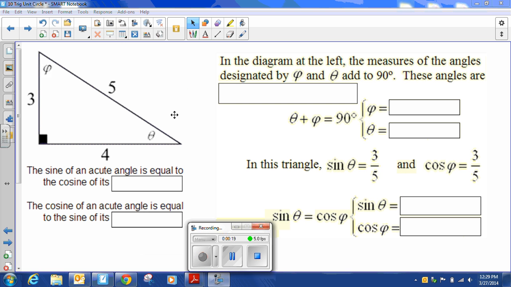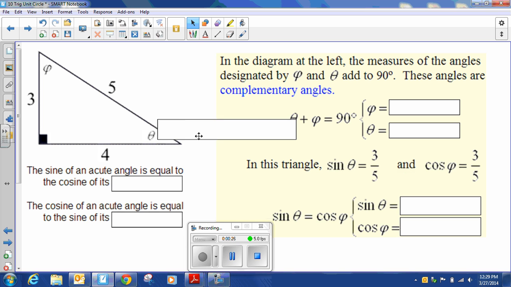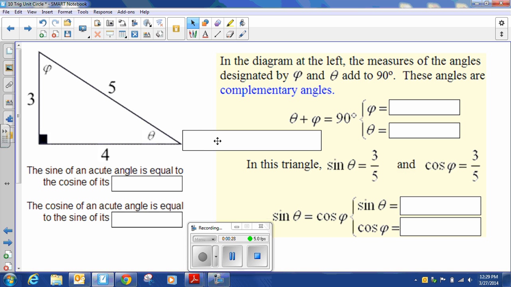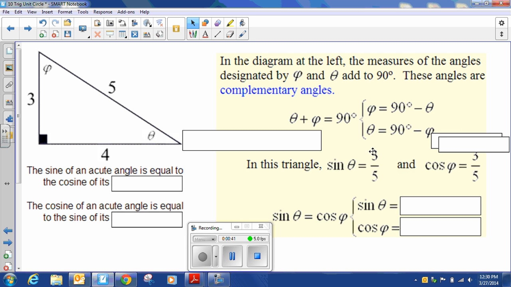In this 3, 4, 5 triangle, we have theta and we have phi. These two angles are complementary because they add up to 90 degrees. Now, as a result, we can come up with a couple of different equations. Phi equals 90 minus theta. In other words, this equals 90 minus this. And the other way around, we can say theta equals 90 minus phi.